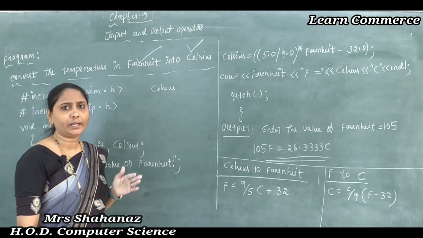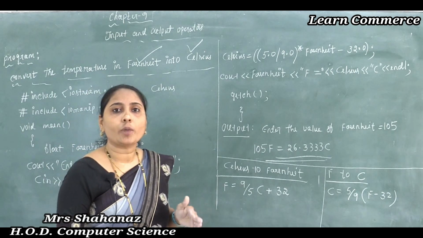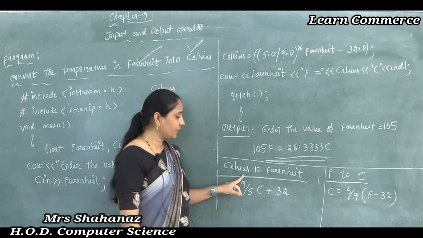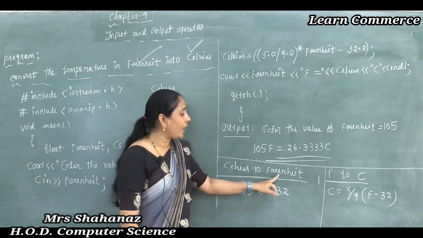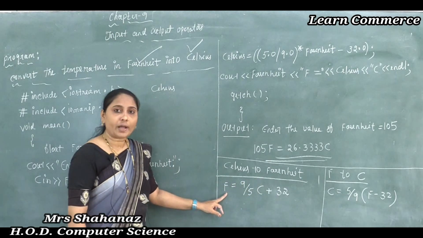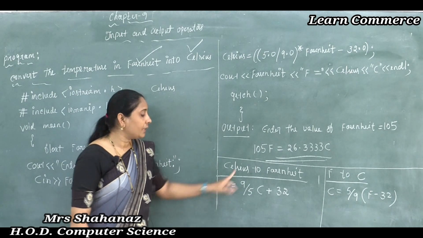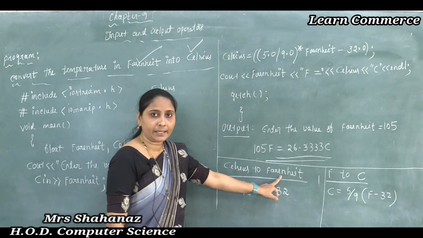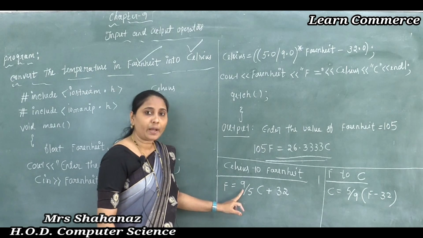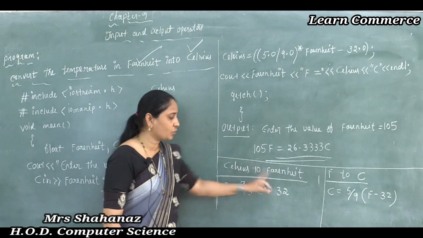Before writing any program, let's look at the formula for Fahrenheit into Celsius, or maybe Celsius into Fahrenheit. First, Celsius to Fahrenheit. The formula is Fahrenheit is equal to, because where are we converting from and to? We are converting temperature from Celsius to Fahrenheit, correct no? So F is equal to 9/5 C plus 32. So this is the formula for Celsius to Fahrenheit.